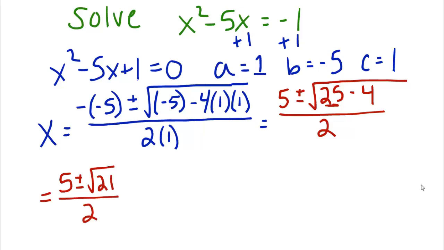How many solutions is that? That's actually 2 solutions. 5 plus root 21 all over 2, and 5 minus root 21 all over 2. We can leave our answer like that.